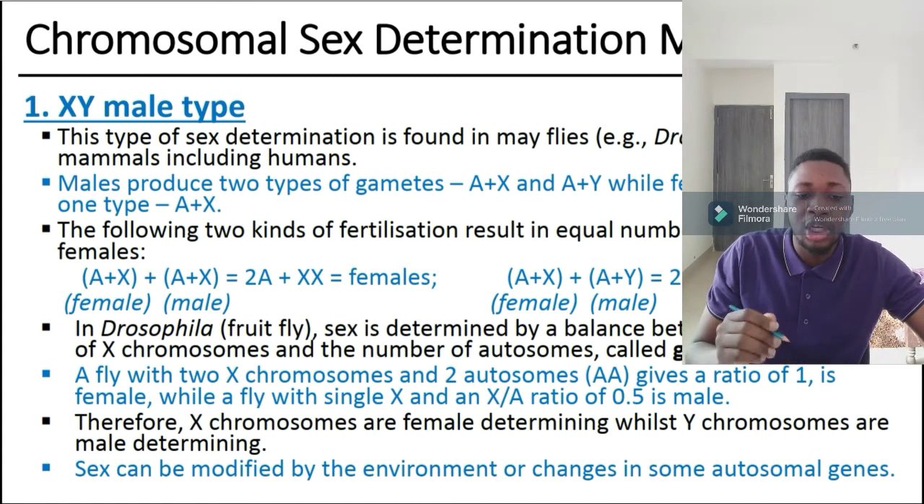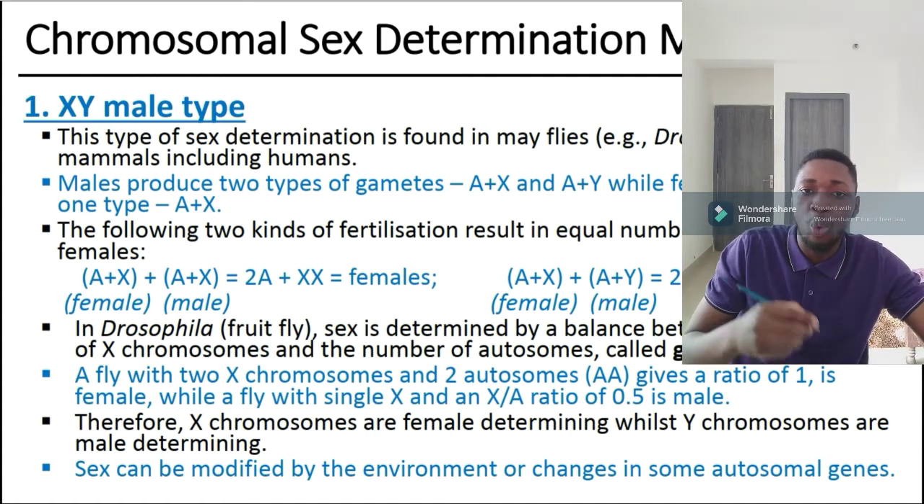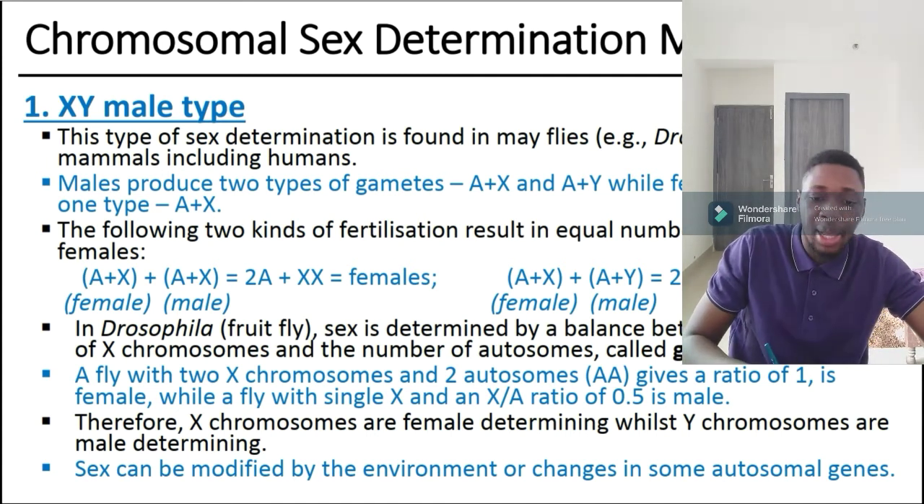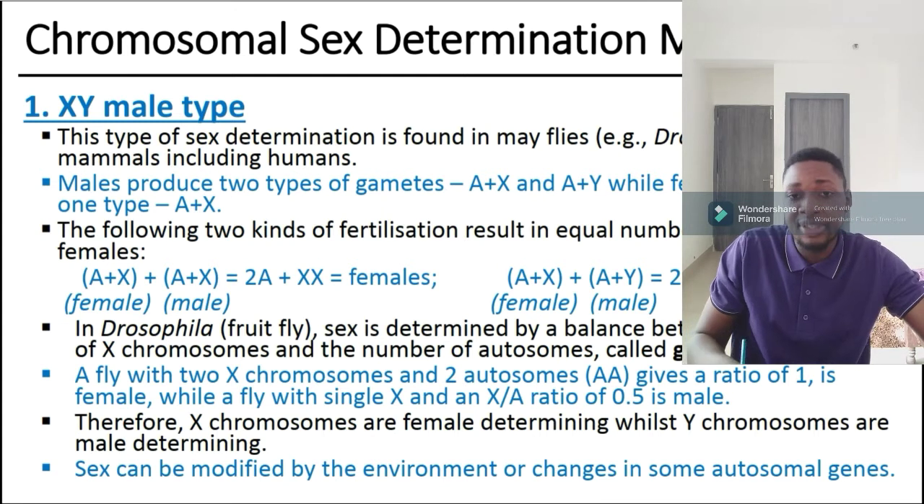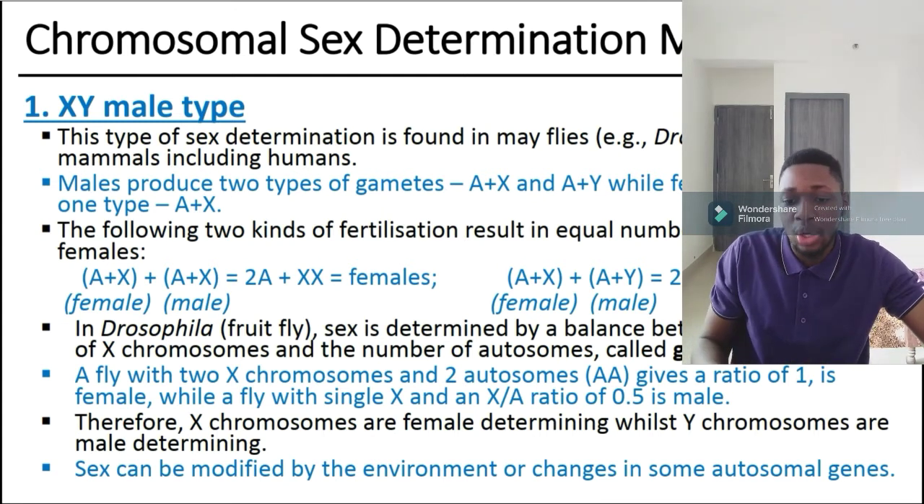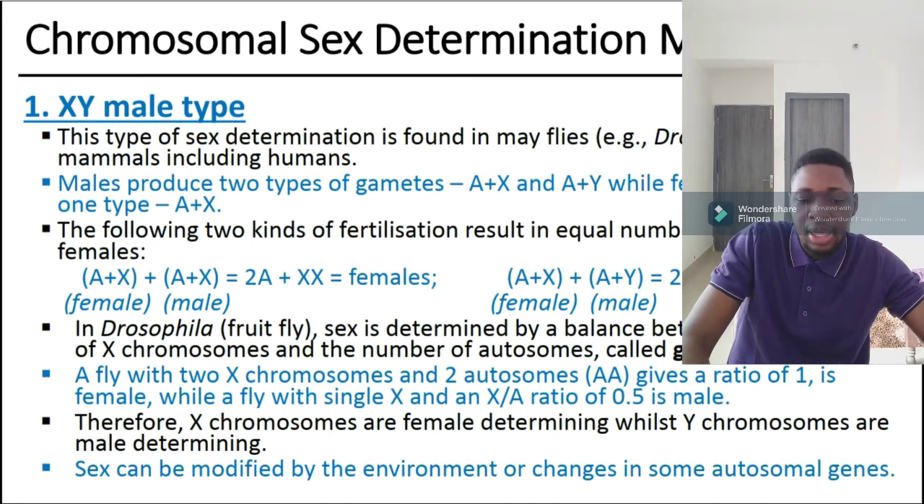Males produce two types of gametes, which are A plus X and A plus Y, which simply makes them the X and Y chromosomes. In Drosophila, sex is determined by a balance between the number of X chromosomes and the number of autosomes, called genetic balance.